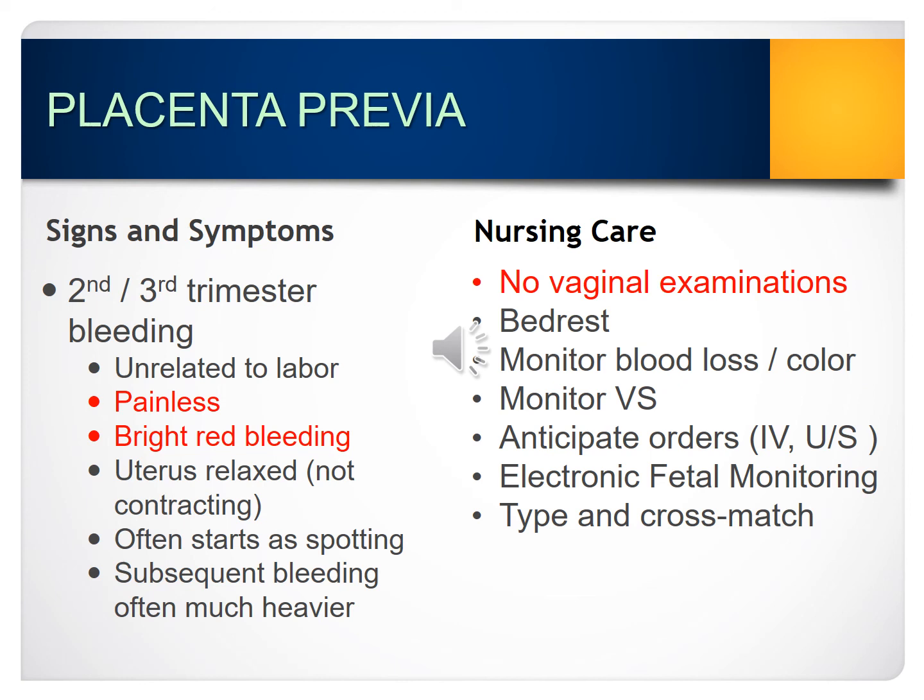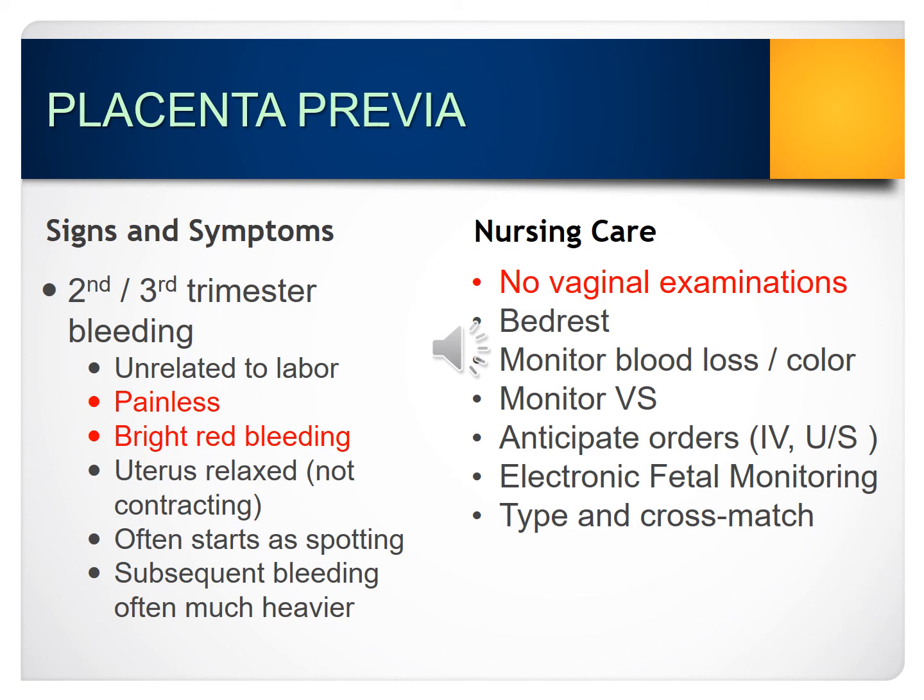If a woman has a diagnosis of placenta previa, particularly if it's partial or total placenta previa, she will probably have multiple ultrasounds throughout the pregnancy, just again to note that location of the placenta.